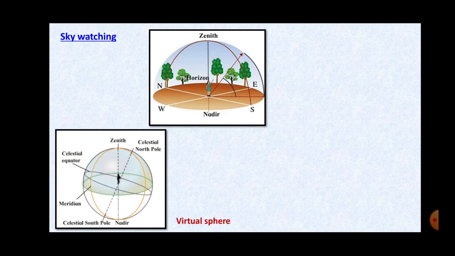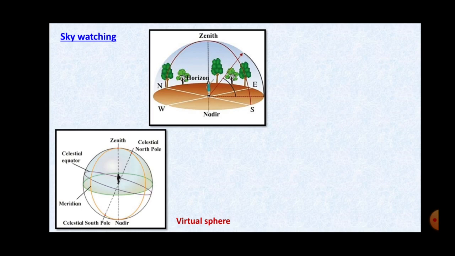So nadir and zenith are just opposite to each other. Then comes the celestial poles. Now, as I said, it is a celestial sphere. If we extend the axis of the earth in north and south direction, they penetrate through the celestial sphere at the points which are called the North Pole and the South Pole respectively. As you can see in the lower picture, if we extend the axis of the earth in north and south direction, we get the celestial North Pole and the celestial South Pole.